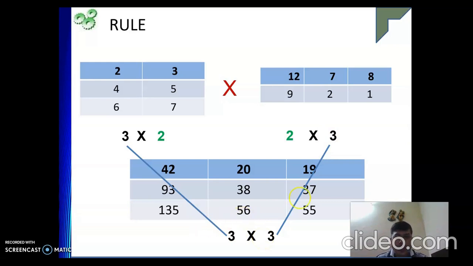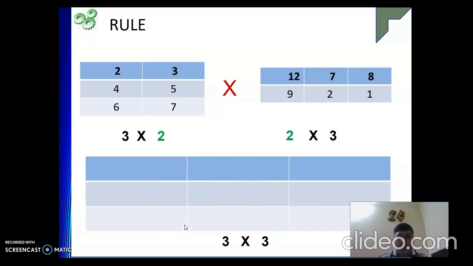Now we'll see how we have got this value of 42, 20, 19, all these values. Once we have this matrix, how will you multiply a matrix? The matrix multiplication works on each of these cells. This is one cell, this is another cell, this is another cell. So we have a 3 cross 3 matrix. The first one is row 1 and column 1. So the value of this is nothing but 2 multiplied by 12 plus 3 multiplied by 9.